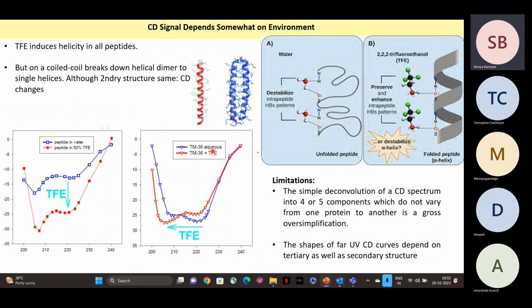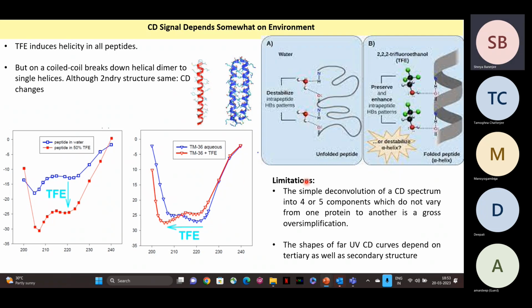Similarly, if you have this GCN4 peptide, in the absence of trifluoroethanol it exists as a coiled-coil structure, which is this blue signal. But in the presence of trifluoroethanol, it dissociates into individual helices, and so the nature of the spectra also changes. Even if both are helices, a coiled coil and a single helix will show different spectra. So depending on the environment, the CD spectra change.